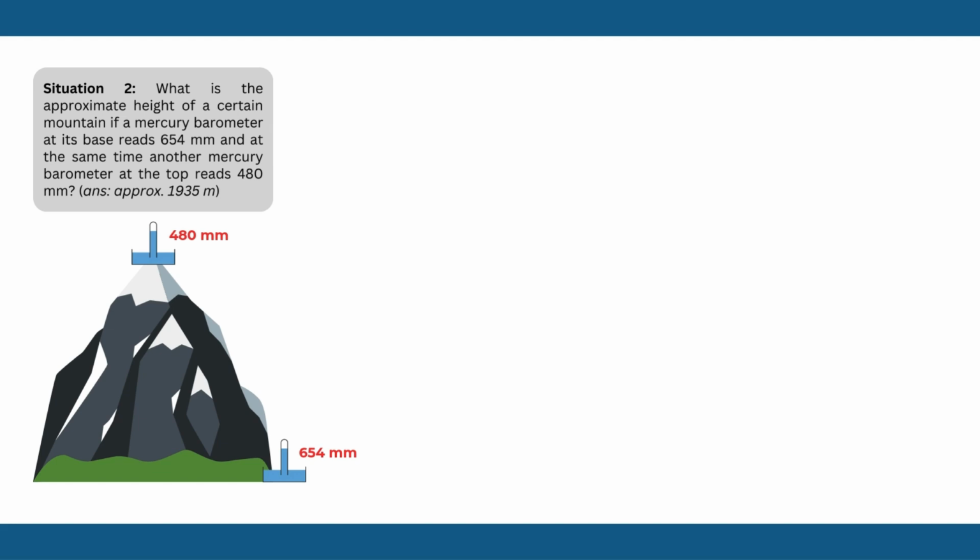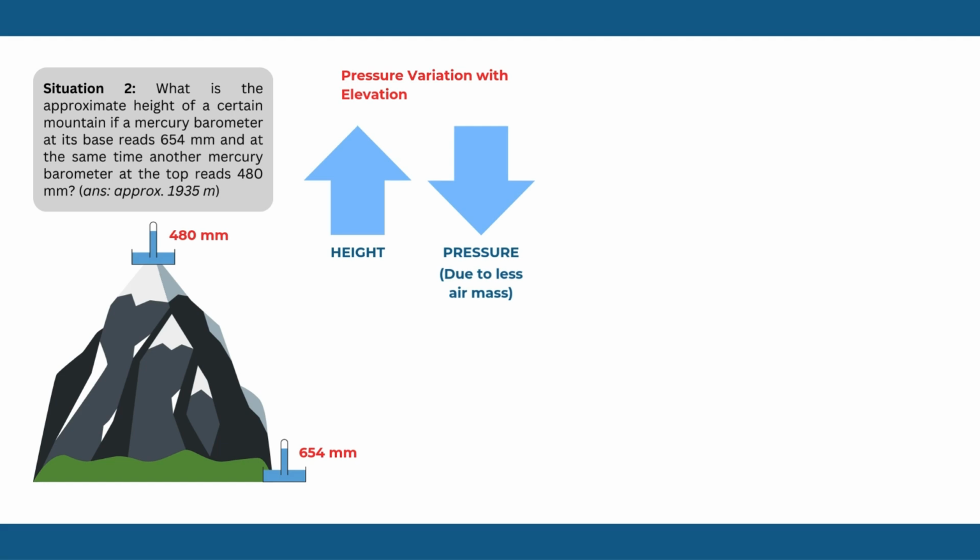For this kind of situation, dito talaga matetest yung kakayahan natin when it comes to memorizing some standard values and being aware sa application ng concepts. So, to approach this situation, kailangan aware tayo sa idea ng pressure variation with elevation. This concept basically states that as elevation increases, atmospheric pressure decreases. Meaning, as we go higher, mas bumababa yung air pressure natin due to less air mass above. So essentially, this follows a negative correlation with altitude.